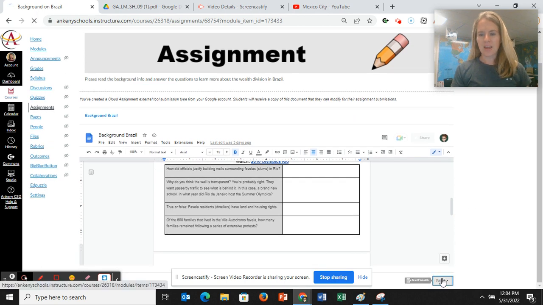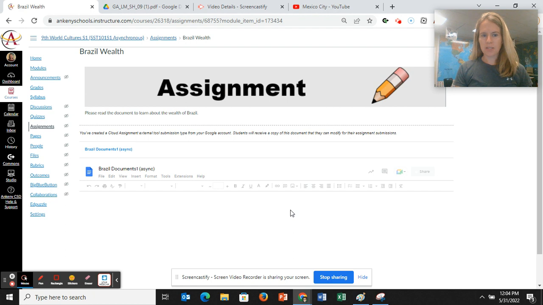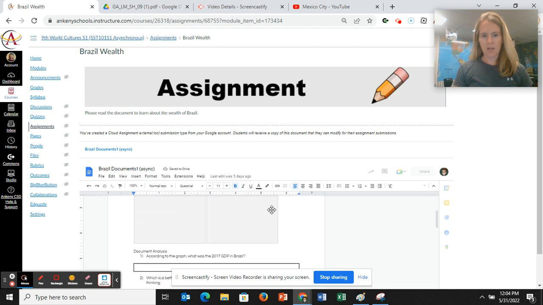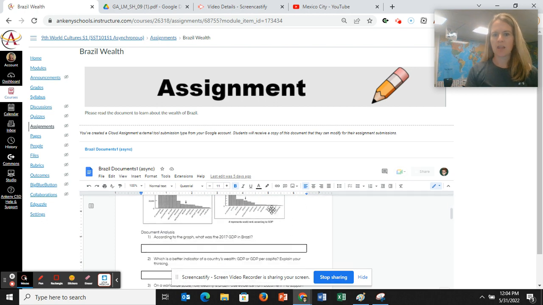All right. And then you'll have some documents to read to figure out, is it wealthy or is it not wealthy? And so you'll read through and answer these questions, and you will see that, is it wealthy? Some of these graphs that you're analyzing are going to show up again on your assessment at the end. That's the first half of this unit.